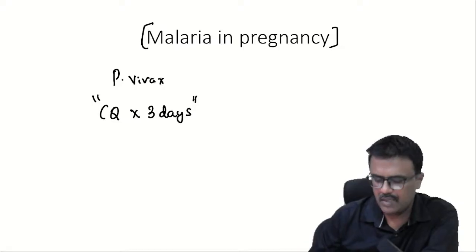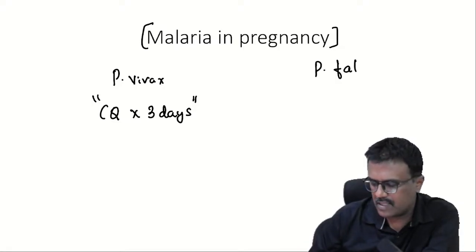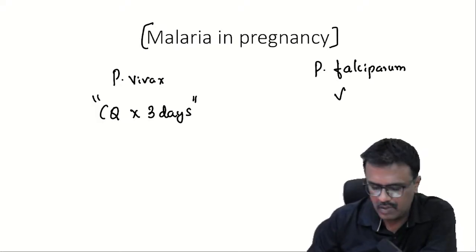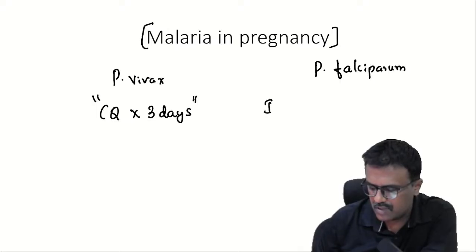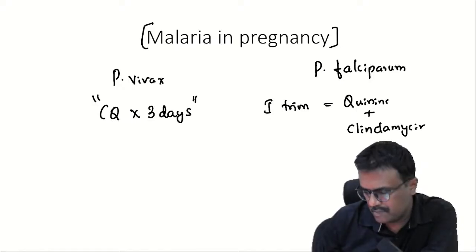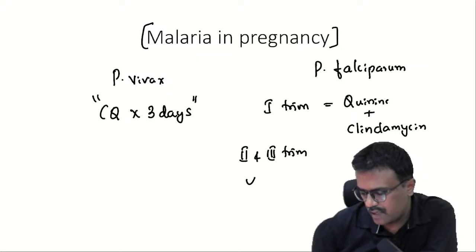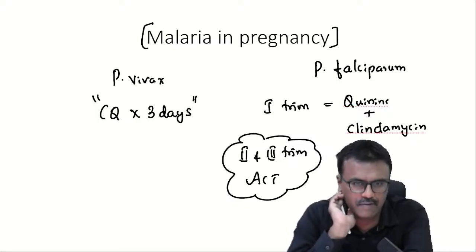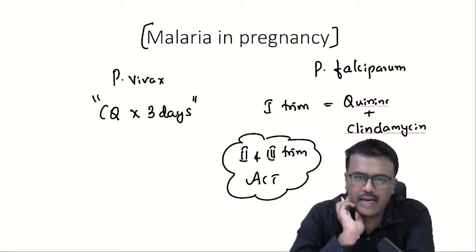That's it. If she has Plasmodium falciparum, then in the first trimester I have to give quinine plus clindamycin. In second and third trimester, depending on the area, you can give artemisinin combination therapy. Okay, so quinine plus clindamycin in first trimester because they are safer. Second and third, you can go for ACT therapy.